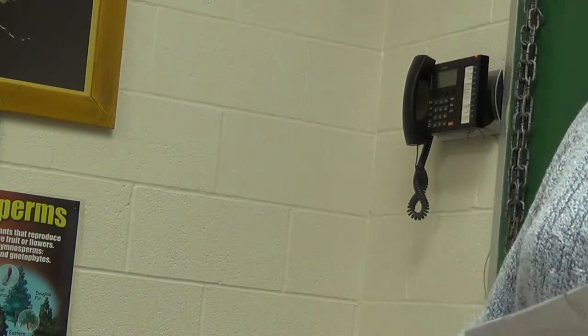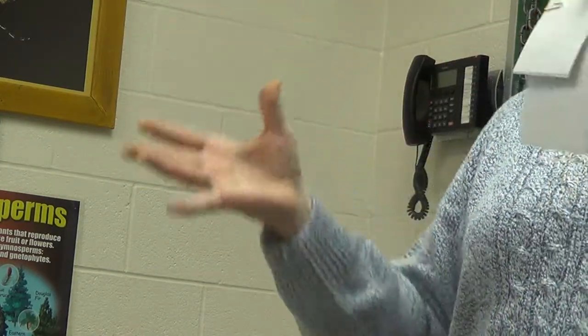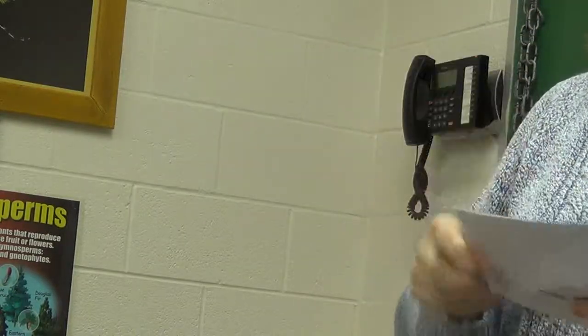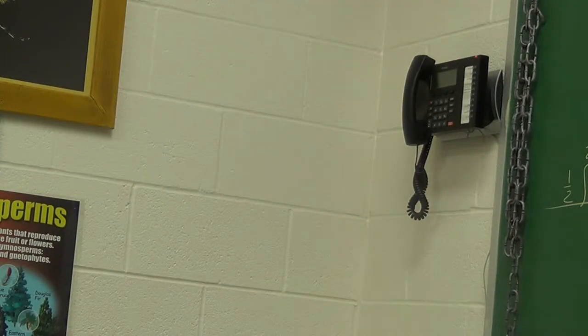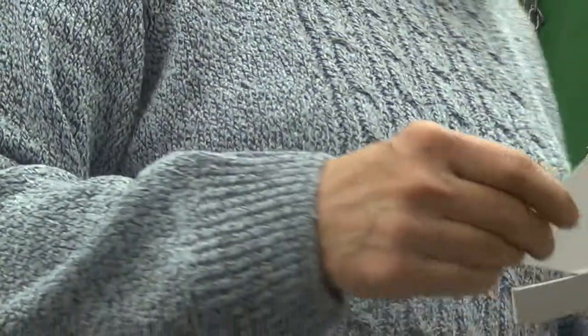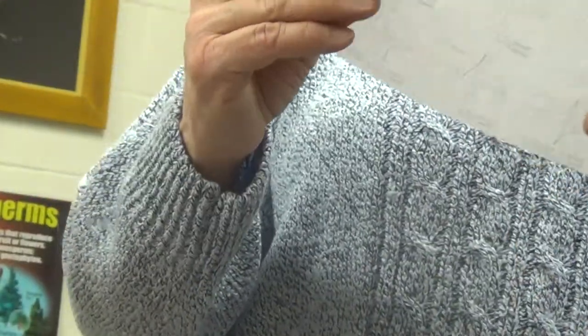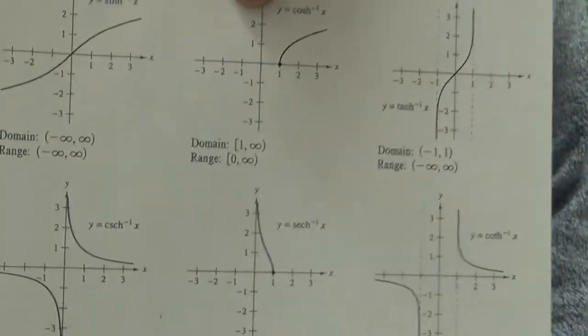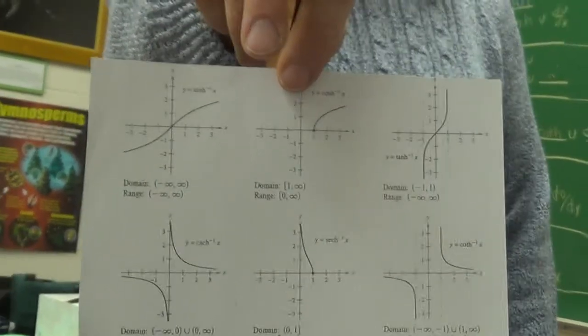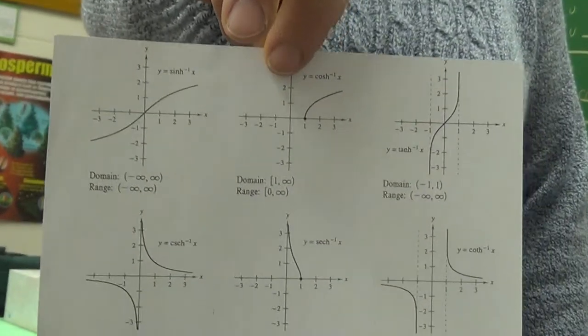All right, so while you're taping in, I'm going to give you the graphs. And if you look at your regular hyperbolic functions, if you turn them 90 degrees and flip them over, then you will see that these graphs do represent the inverses. So here's the inverse functions. Here's the graphs of the inverse functions. I already gave you the regular graphs, didn't I? Yeah, because we went around the room and talked about them. Remember that? Yes, I remember.